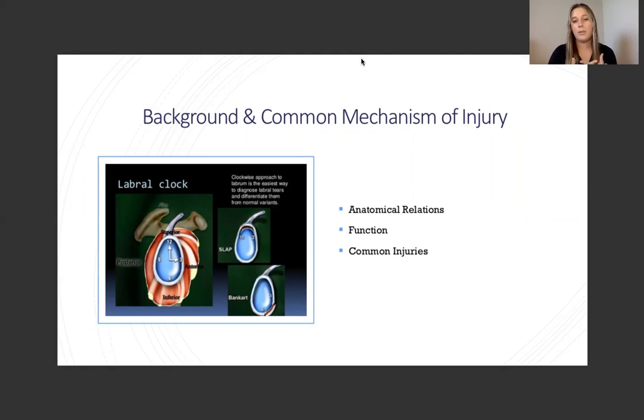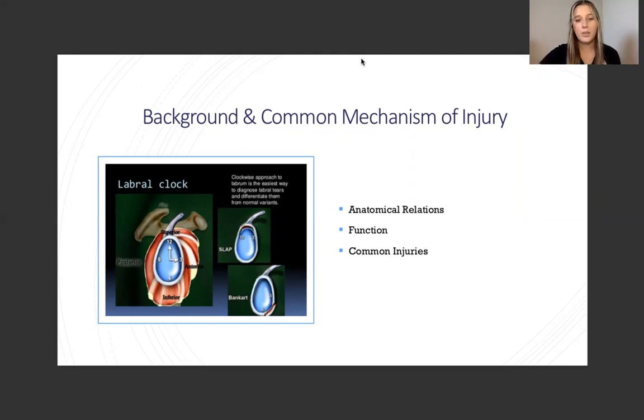And another type of labral tear is called a Bankart lesion, and this lesion is of the anterior inferior portion of the labrum and is caused by repeated anterior luxations and subluxations.